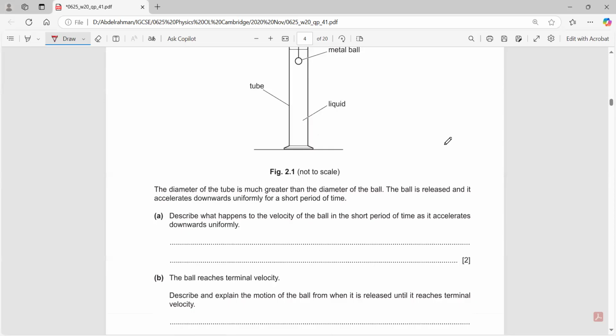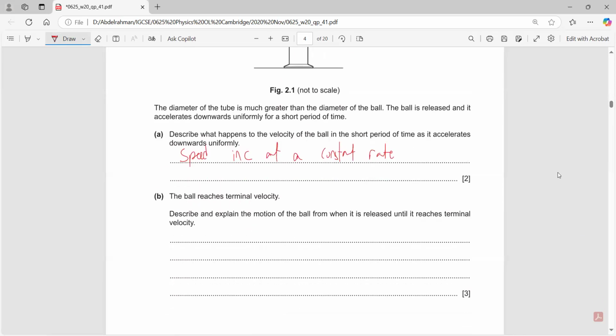As it accelerates uniformly, the speed increases at a constant rate. Why? Because he's asking about that short period of time in which it accelerates uniformly.